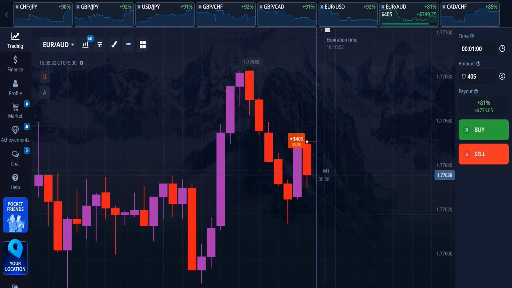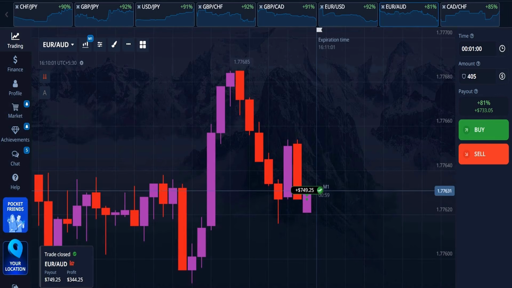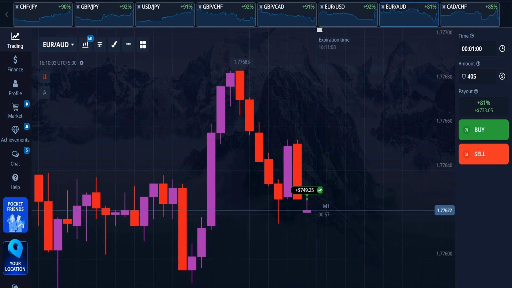The green candle was the retracement, and as expected, the very next candle went bearish again, just as the trend continues. And yes, this trade closed in profit.